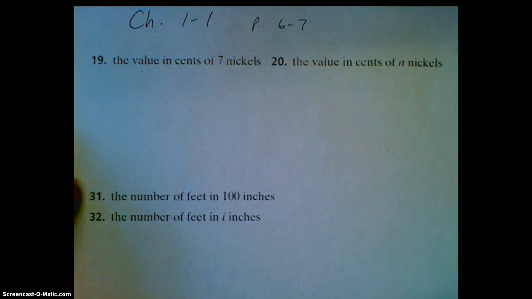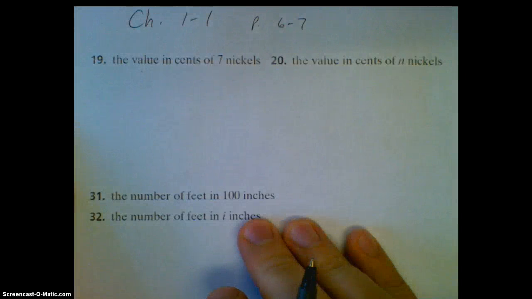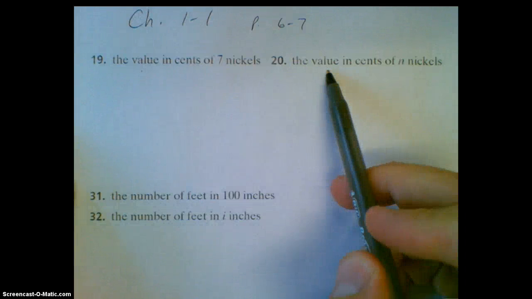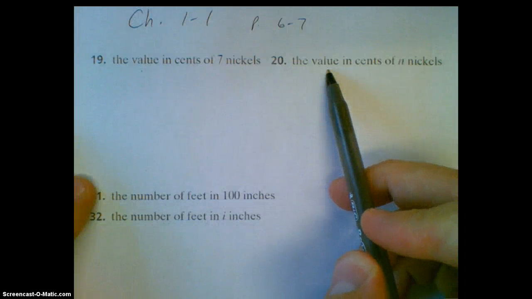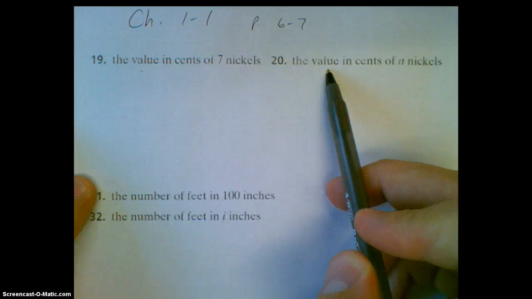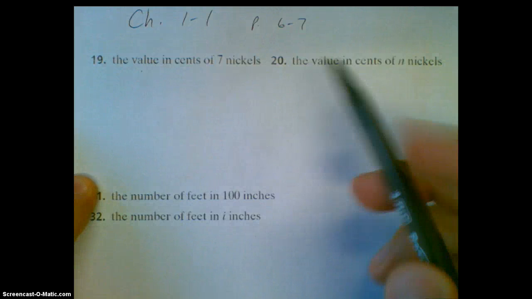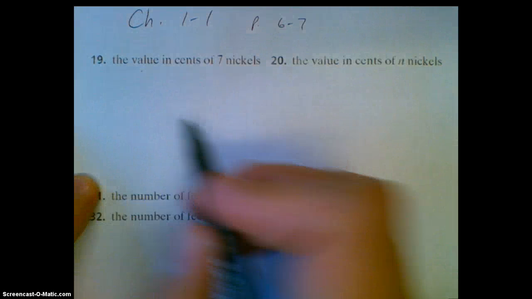This is PreAlgebra Chapter 1, Section 1, pages 6 and 7, and we're working with variable and numerical expressions. Identifying them is pretty easy, but writing your own when you're given a word problem is a little more difficult. So what I've found is that you've got to think of it as an equation.